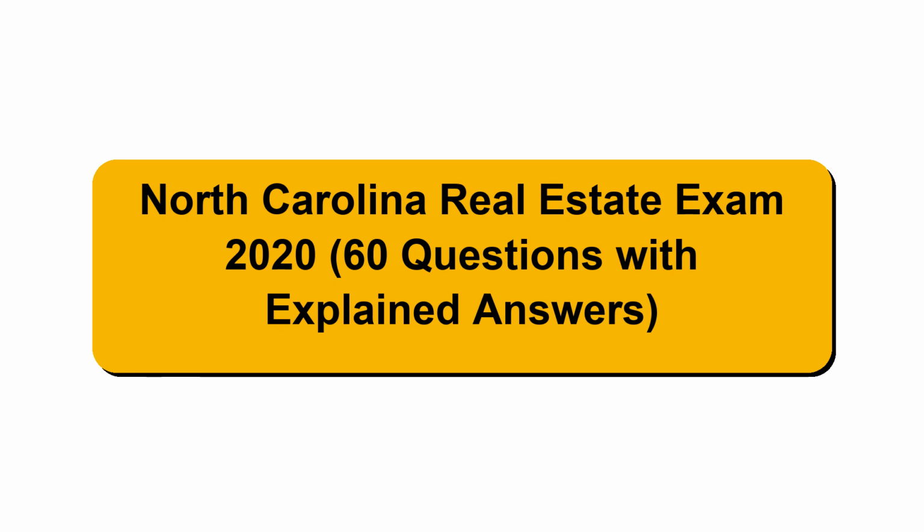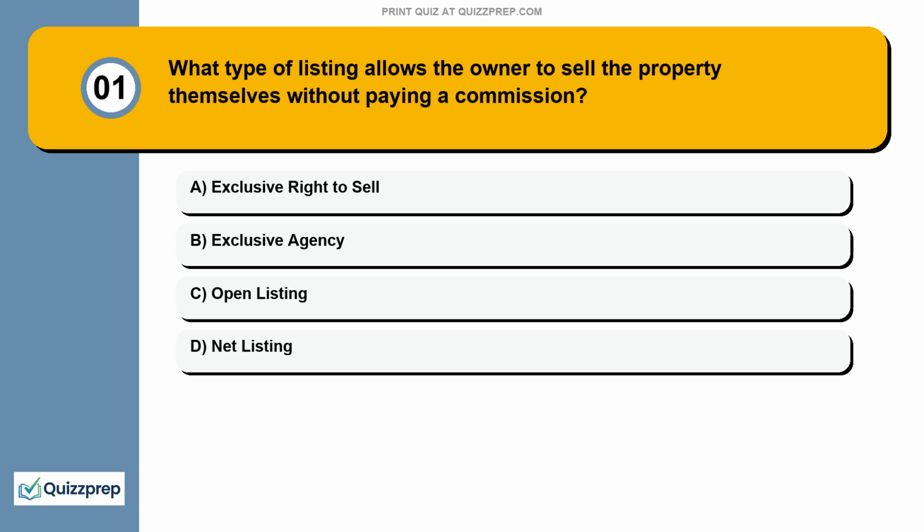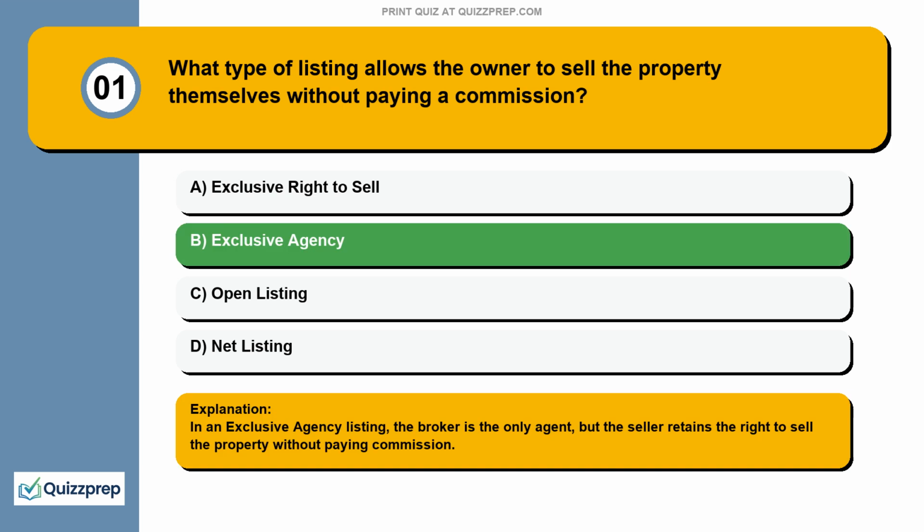North Carolina Real Estate Exam 2020, 60 questions with explained answers. Question 1. What type of listing allows the owner to sell the property themselves without paying a commission? Exclusive right to sell, exclusive agency, open listing, net listing. In an exclusive agency listing, the broker is the only agent, but the seller retains the right to sell the property without paying commission.